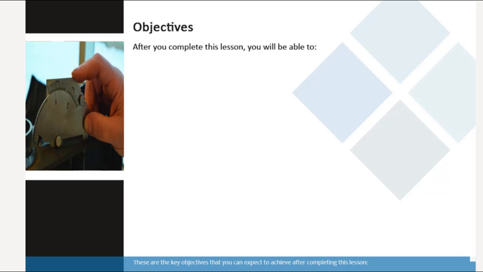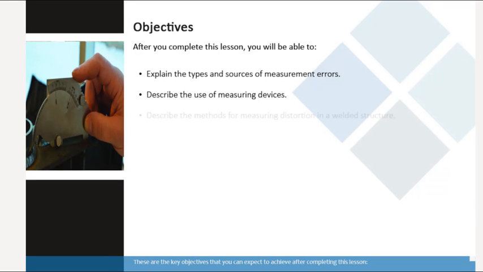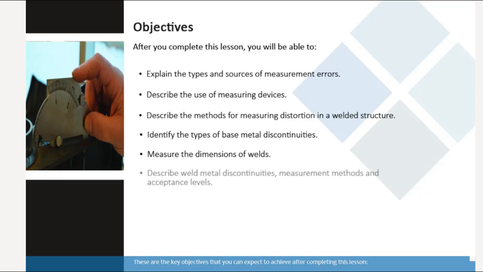These are the key objectives that you can expect to achieve after completing this lesson. Explain the types and sources of measurement errors. Describe the use of measuring devices. Describe the methods for measuring distortion in a welded structure. Identify the types of base metal discontinuities. Measure the dimensions of welds. Describe weld metal discontinuities, measurement methods and acceptance levels.